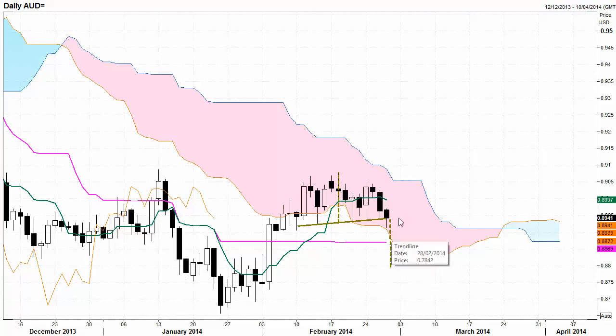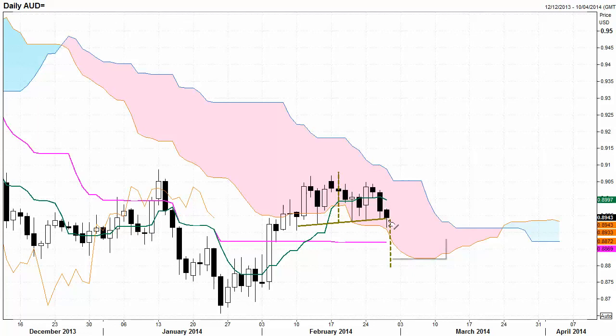That would complete the pattern. That would give us a target, the width of the head to the neckline, or the depth of the head to the neckline projected down from the breakout. And if we get the breakout today, we will have a target down around 88.